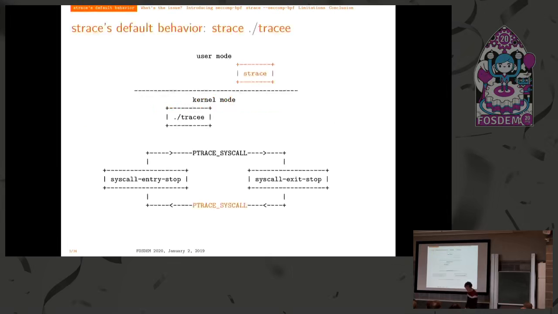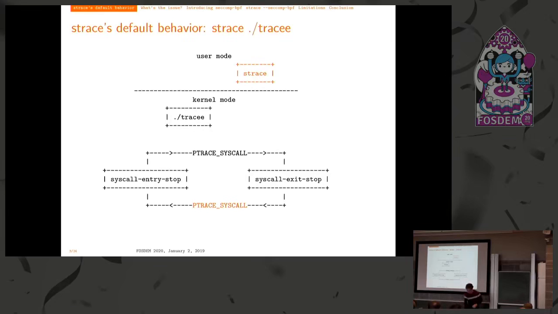So, strace default behavior. At the top of the slide, you've got the thread that you're trying to trace, the tracee, and strace. When you start tracing this tracee process, first it's going to do some initialization with regard to ptrace. And then when it's ready to start the tracee, it's going to start it with a ptrace command known as ptrace syscall. What this command is going to do is stop the tracee at each syscall entry and exit.